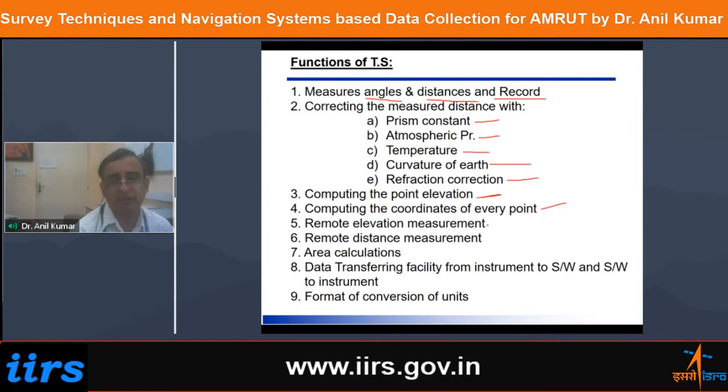Remote elevation measurement. Remote means there is a tree in your study area. You want to map the height of the tree, and you can't climb, so you can shoot that height from this instrument, and the instrument will display the height of the tree on the spot. This is remote access; in a remote area you can't reach, still you can do measurements. Area calculation you can do. Any field that has been measured, you can find out its area on the ground.